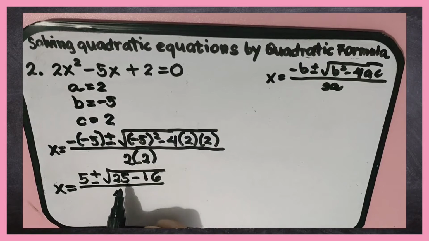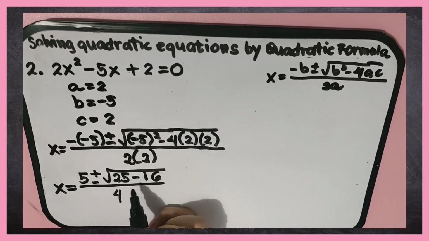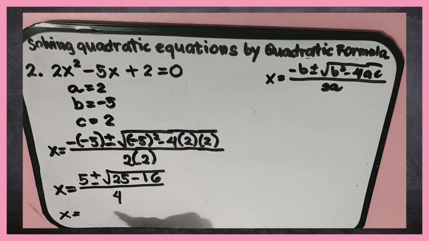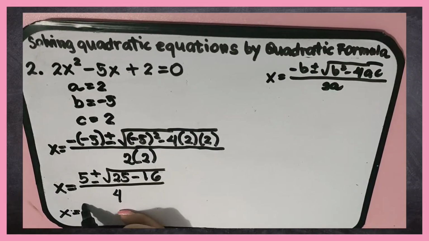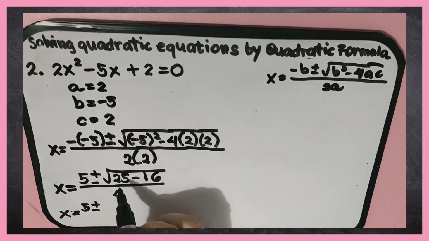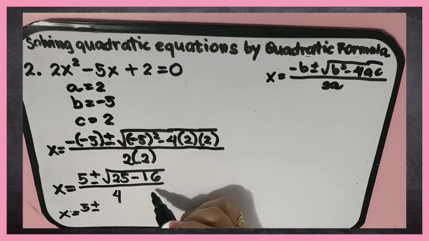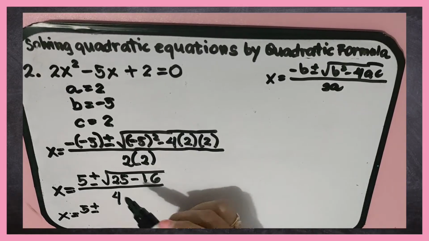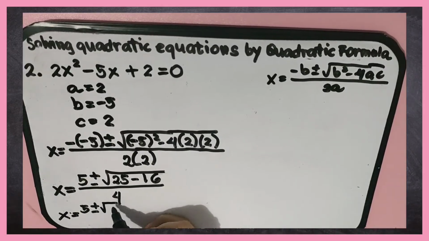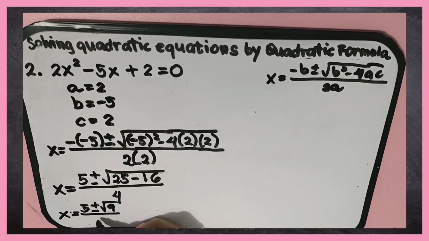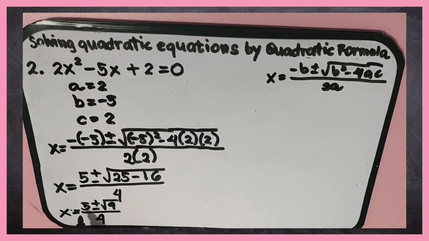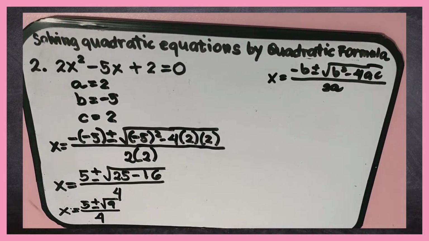Okay. After that, we will simplify the radicand. So, we have x equals 5, positive, negative, 25 minus 16. So, we have unlike sign. So, we will subtract. And then, of course, kung ano yung mataas na number, yun ang gagayahin natin ng sign. So, we have positive. So, the answer is square root of 9 over copy 4. So, this now, we have x equals 5, positive, negative, square root of 9 over 4.